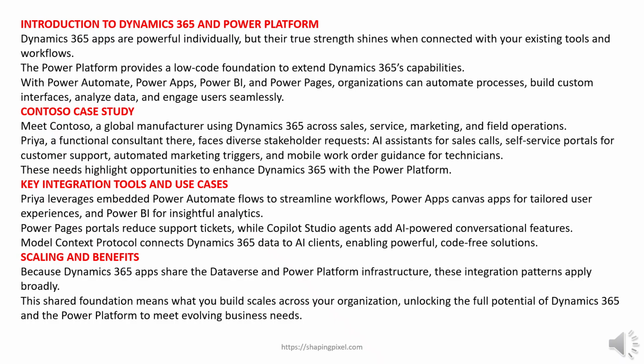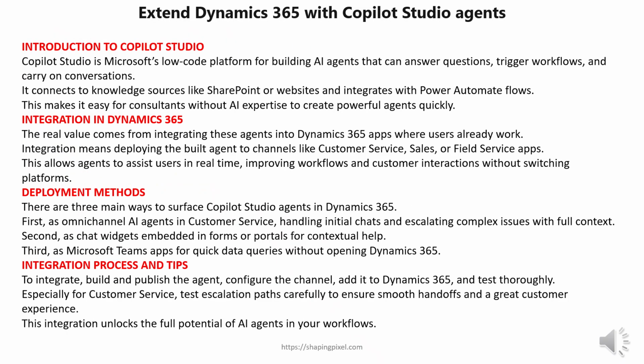Key integration tools and use cases. Priya leverages embedded Power Automate flows to streamline workflows, Power Apps Canvas apps for tailored user experiences, and Power BI for insightful analytics. Power Pages portals reduce support tickets, while Copilot Studio agents add AI-powered assistance. Copilot Studio is Microsoft's low-code platform for building AI agents that can answer questions, trigger workflows, and carry on conversations. It connects to knowledge sources like SharePoint or websites and integrates with Power Automate flows. This makes it easy for consultants without AI expertise to create powerful agents quickly.